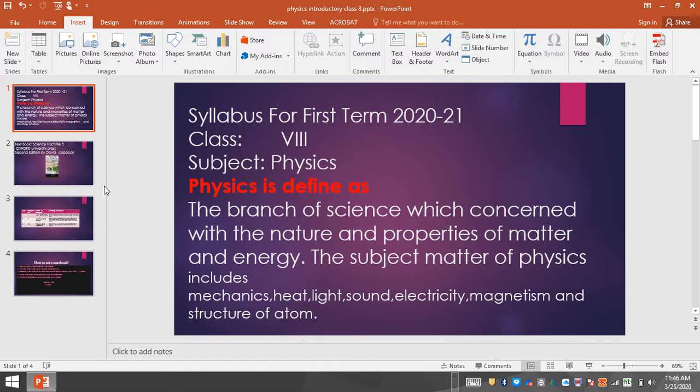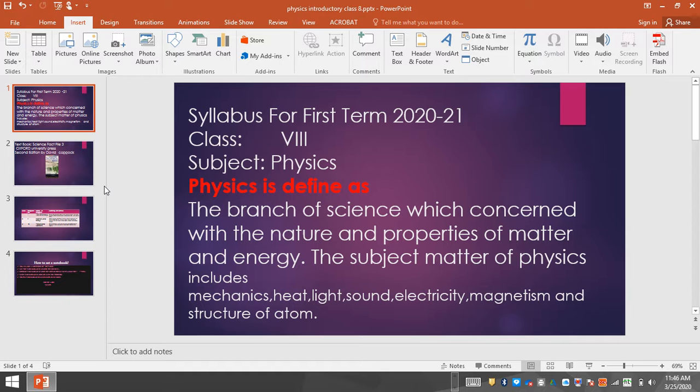Today, in this introductory class, I will tell you about your syllabus for the first term 2020-21. Class 8 and the subject is physics. This is a new subject for you. Up till now, you may not be familiar with this name. Physics is nothing new, but it is a branch of science.